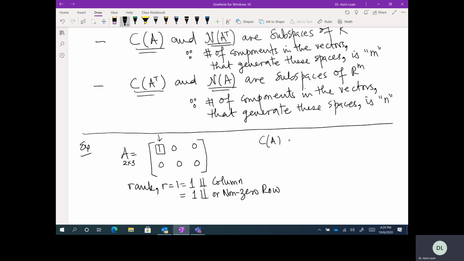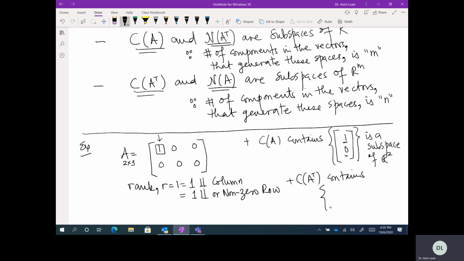So the column space contains multiples of 1 0. So it's a subspace of R2. So this is the column space. The row space contains 1 0 0. This was a column, this is the row, and it is a subspace of R3. So this is m, this is n.